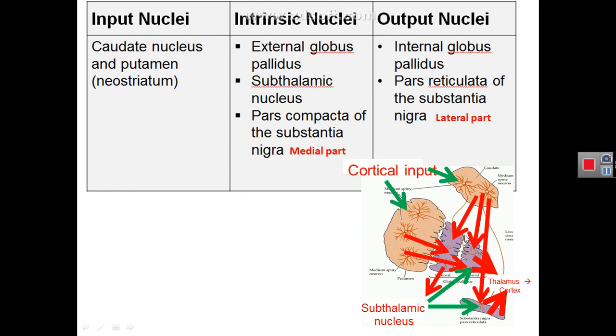And this is a trial to demonstrate these functions. Some of the nuclei are producing output, some of the nuclei are producing input for the basal ganglia, and some of the nuclei are only connecting different parts of the basal ganglia. You can see that the basal ganglia is just like the limbic system. It is not a structure, it is a connection between many other structures.